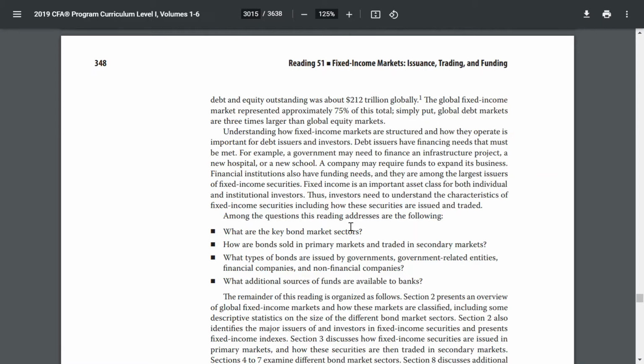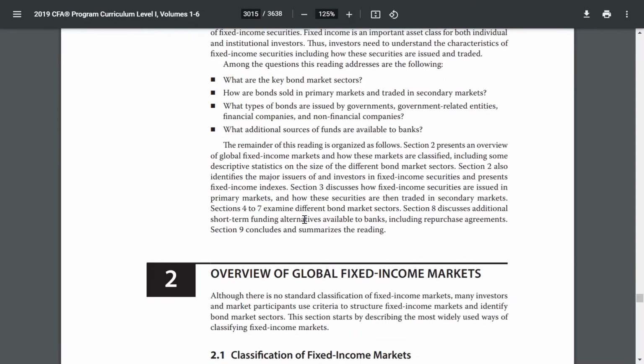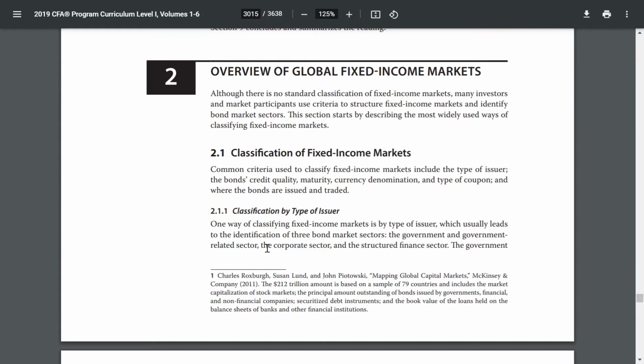Among the questions this reading addresses are the following: What are the key bond market sectors? How are bonds sold in primary markets and traded in secondary markets? What types of bonds are issued by government-related entities, financial companies, and non-financial companies? What additional sources of funding are available to banks? Overview of global fixed income markets.